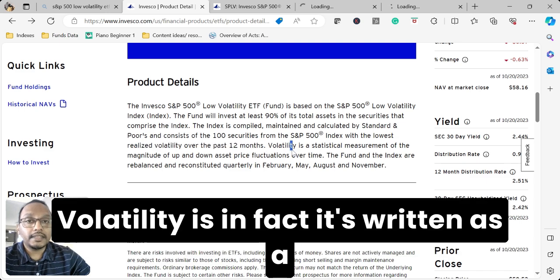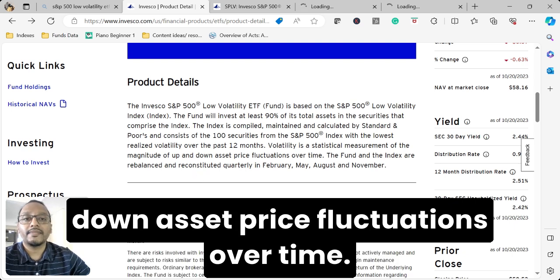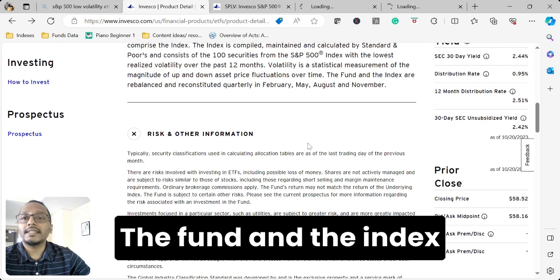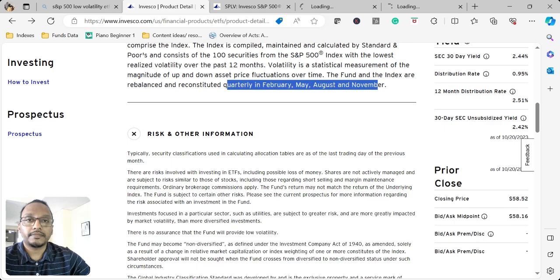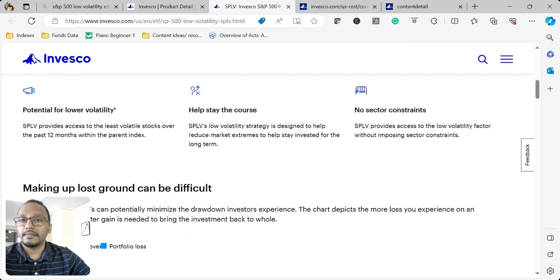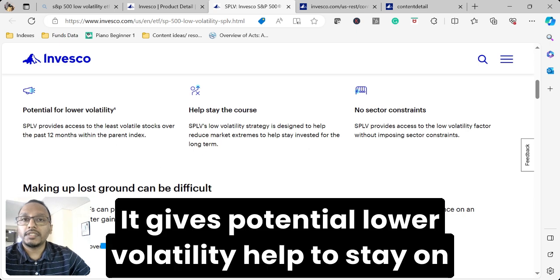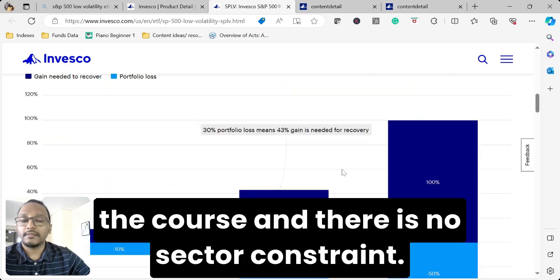Volatility is, in fact, written as a statistical measurement of the magnitude of up and down asset price fluctuations over time. The fund and the index are rebalanced and reconstituted every quarter. It gives potential lower volatility, helps to stay on course, and there is no sector constraint.